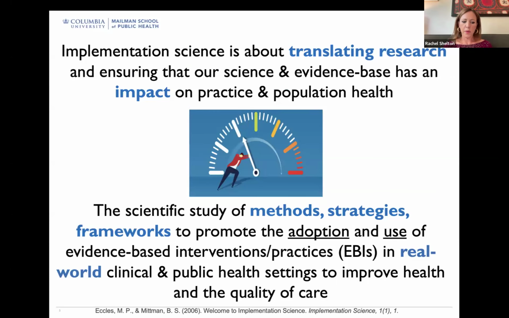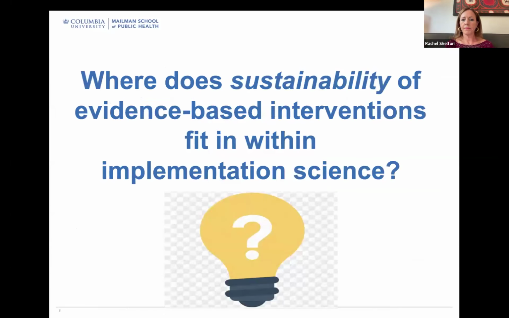So it's not just about the what, not just about the programs, but the how. How do we get it adopted? How do we get it integrated? So where does sustainability fit in there? So you see a lot in the field about implementation, use, initial adoption.